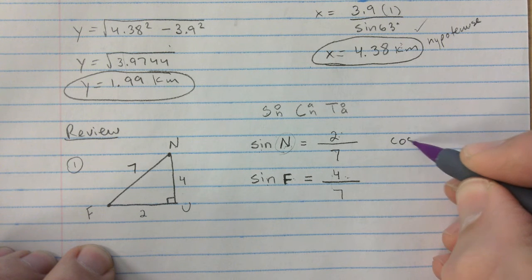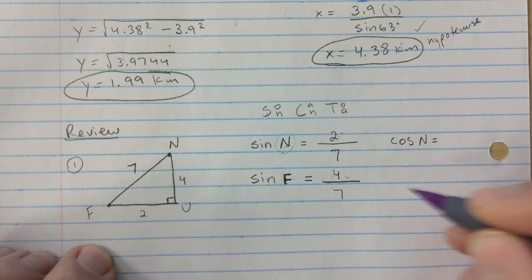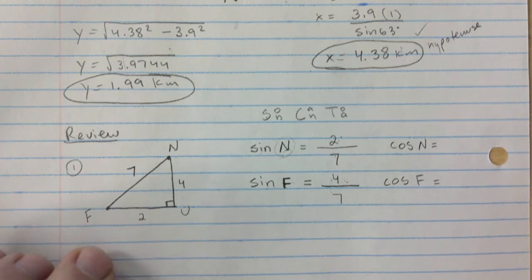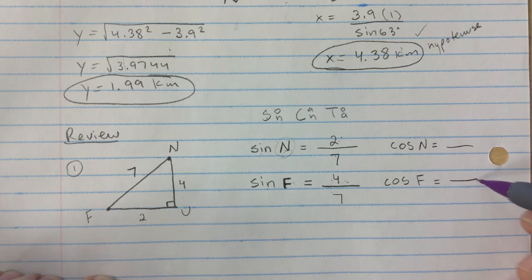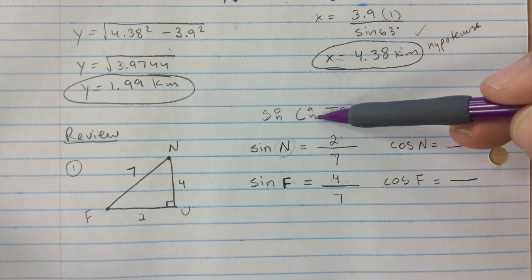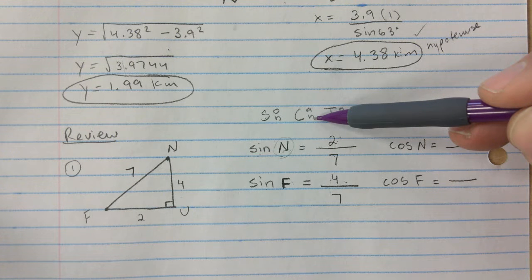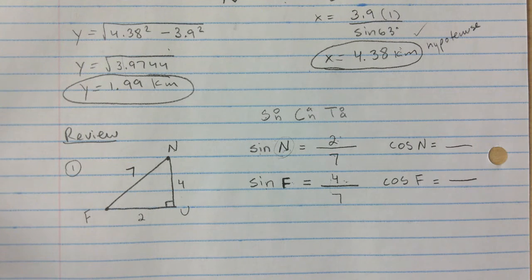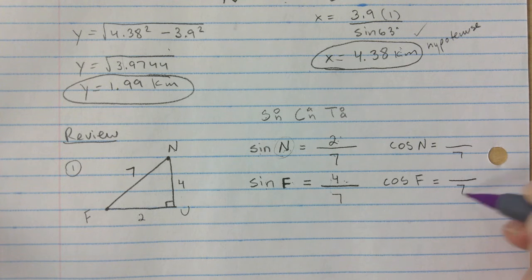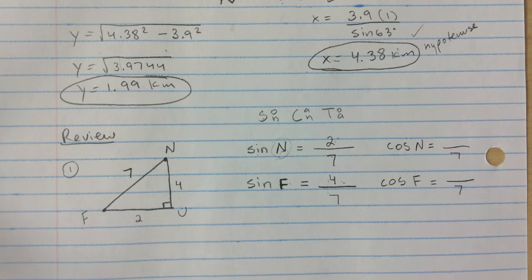Let's find cosine of N, and then cosine of F. Two numbers, two numbers. It's cosine, so you're looking at CAH. So you need adjacent over hypotenuse. You know that the hypotenuse in this triangle is 7. So for both of them, 7 is going to be down here. That's a fact. Now you need to worry about the top numbers. You should have a pretty good feeling that it's going to be different.